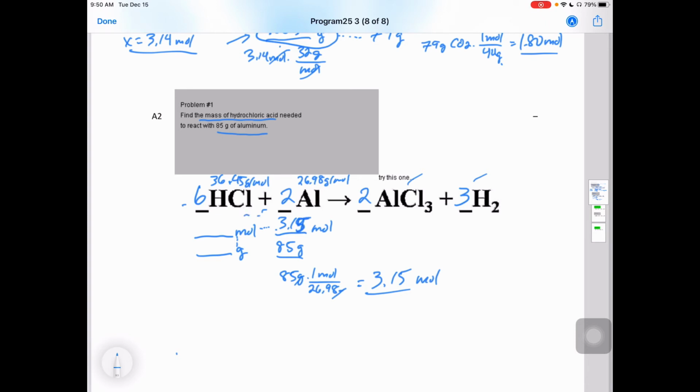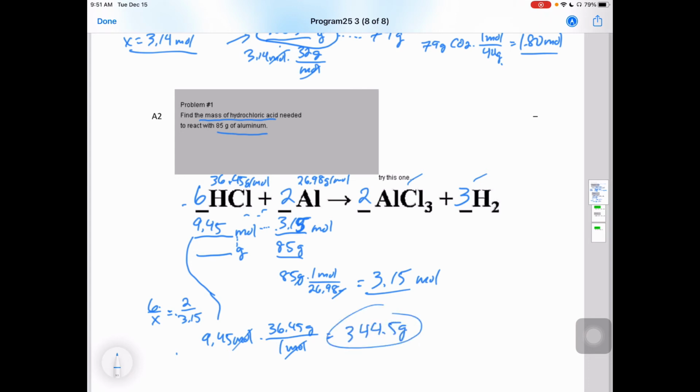It's going to be 3 times as much. So some of you can see in your head, multiply this by 3, but I'm going to use a conversion. 6 over x equals 2 over 3.15. 6 times this divided by 2. In other words, it's 3 times as much. It's going to be 9.45 moles of hydrochloric. Then we're going to convert that 9.45 moles of hydrochloric acid times 36.45 grams over 1 mole. Moles cancel. And 9 times that is 344.5 grams.